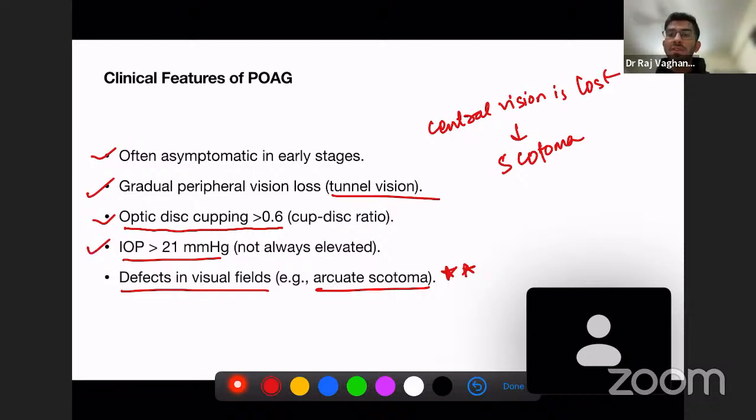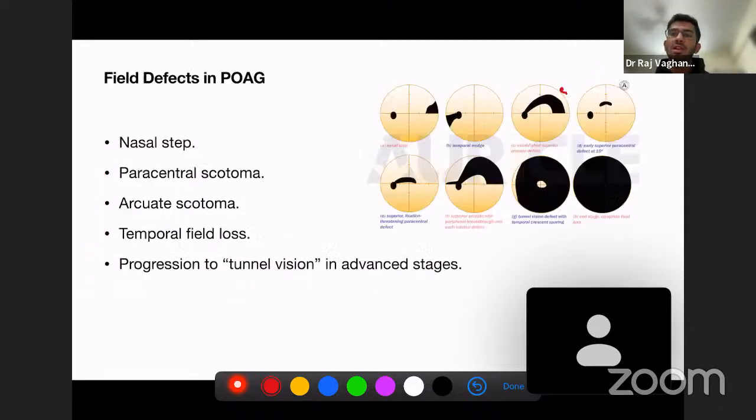It is not always elevated in glaucoma. Glaucoma can occur in the presence of normal IOP. It is possible, but most of the time IOP is raised. Defects in visual fields: we have varieties of visual field defects in glaucoma, but the most common example is the arcuate scotoma. So these are the 5 clinical features of primary open angle glaucoma.